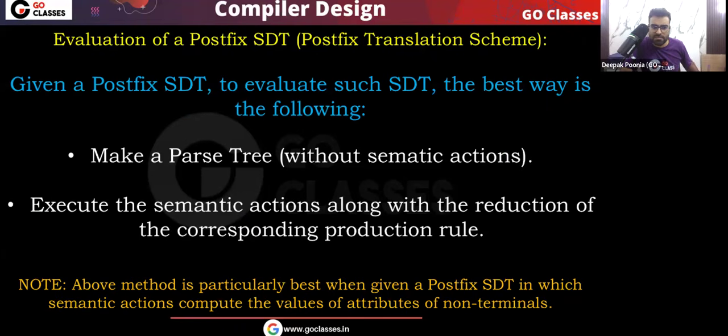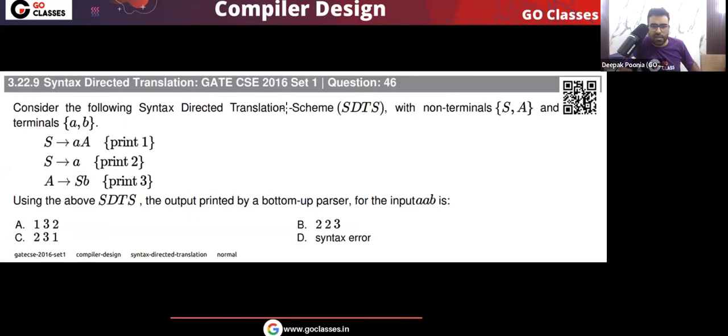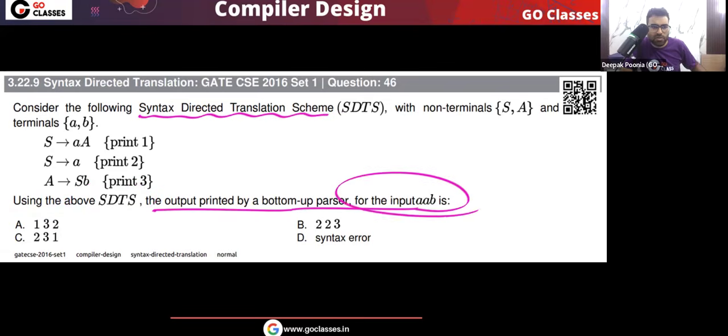Now let's start. Let's solve GATE 2016 PYQ. Consider the following syntax directed translation scheme (SDTS) with non-terminals S, A and terminals a, b. This SDTS is given to us. The question is asking: using the above SDTS, what is the output printed by a bottom-up parser for the input aab?